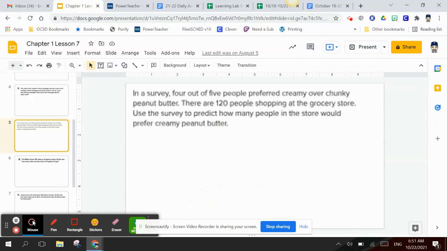Example number 5, it says, in a survey, 4 out of 5 people prefer creamy over chunky peanut butter. That would be me. There are 125 people shopping at the grocery store. Use the survey to predict how many of the people in the store would prefer creamy peanut butter. Well, so again, 4 out of 5 people. So that's my ratio. 4 out of 5 prefer creamy to chunky. There are 125 people total.